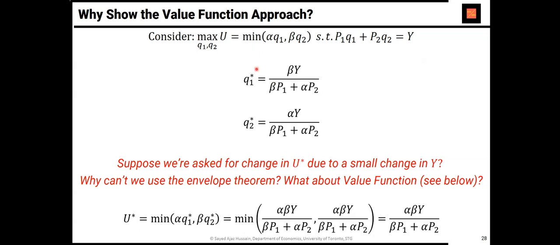The value function says stick the optimal solutions back in the objective to get the optimal objective. So if I stuck q1 star, q2 star back in here, I would get the value function, optimal utility. And you notice something beautiful. Even though the original objective function was not differentiable, when you stick in q1 star, q2 star, notice that these two numbers are exactly the same. The optimal utility function, or the value function, is in fact differentiable. So you can answer the question, how does utility change if, let's say, income changes? Simply differentiate.